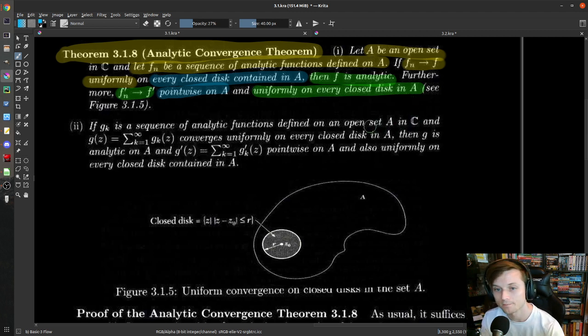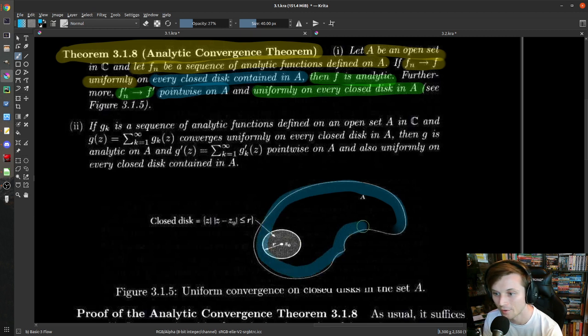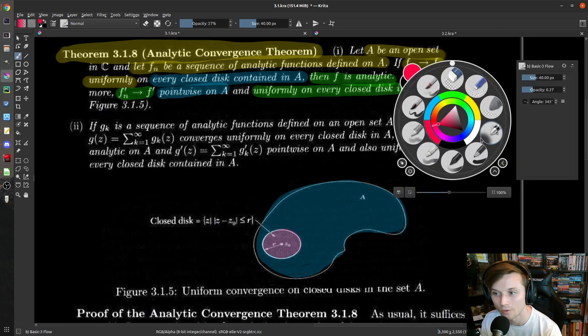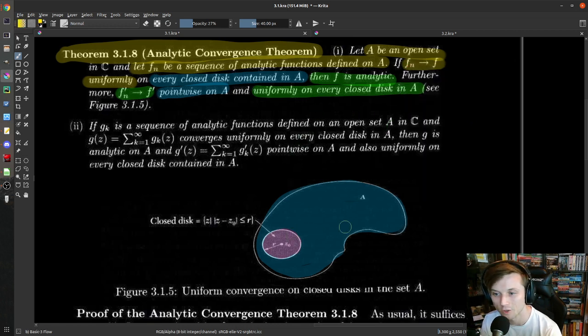Okay. Now, here's the picture. You've got A. It's a big old blob in the complex plane. And then you can always grab little closed disks inside of this guy about some point. And we'll talk about why you can always do that. But for the moment, that's the picture. Closed disks inside of A.